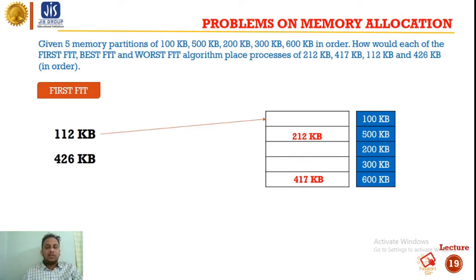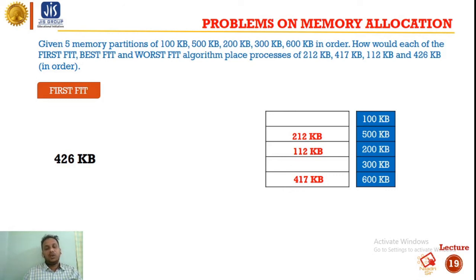So 112 KB will not be inserted here, as 100 KB is less than 112 KB. Next, 112 KB will be inserted in the 200 KB hole, as 112 KB is smaller than 200 KB. So it has been inserted here. So 426 KB is left, and the holes remaining are 100 KB and 300 KB.